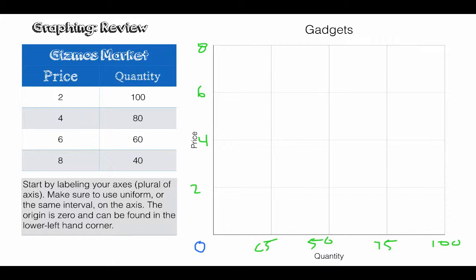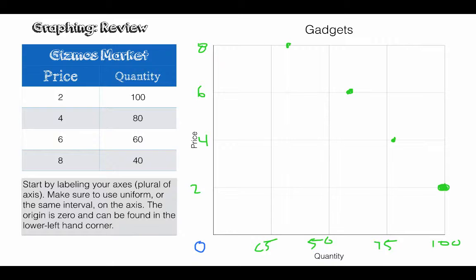All right, now comes the part where I plot. At a price of $2, I have 100 units. At a price of $6, I have 60 units. Well, I don't have 6. Oh, I skipped one. At 4, I have 80. I don't have an 80 on there, but I have to use my best estimate to make that happen. Now, as I continue that up, I can see I go 6 to 60. At a price of $6, I have about 60 units. And last but not least, at a price of 8, I have 40.